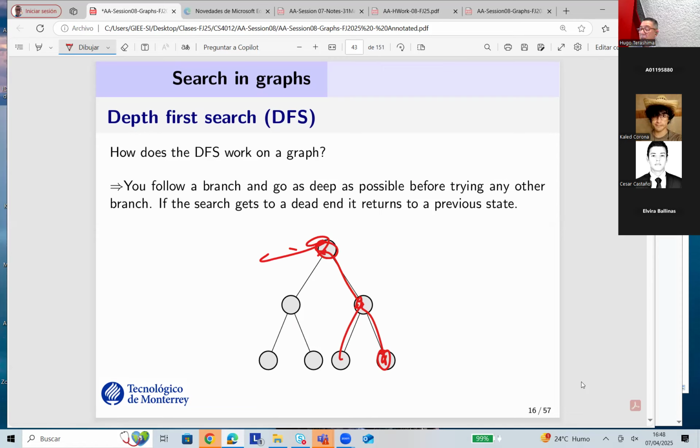So you are traversing in this way, and then in this way, and then in this way, and then this way, backtrack in here, right? So you go as deep as possible before trying any other branch. That's the idea with DFS, right?